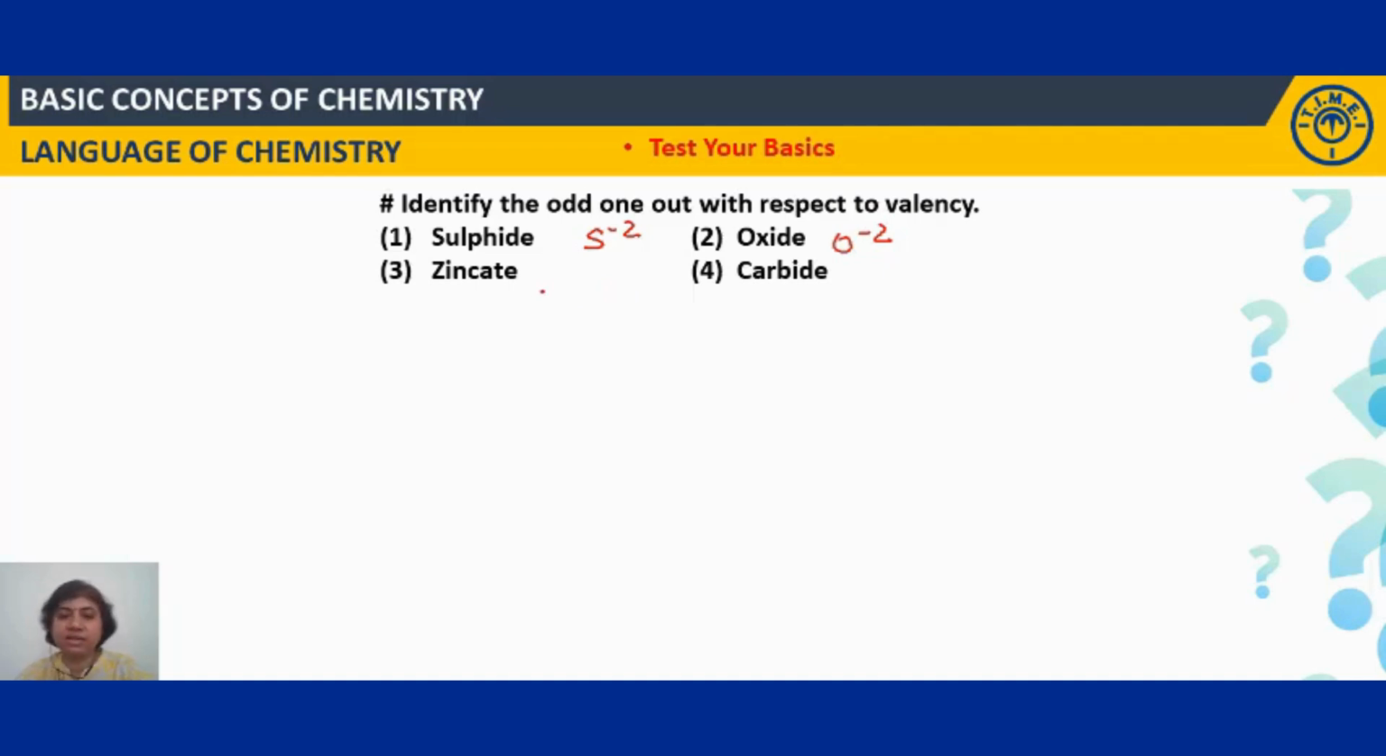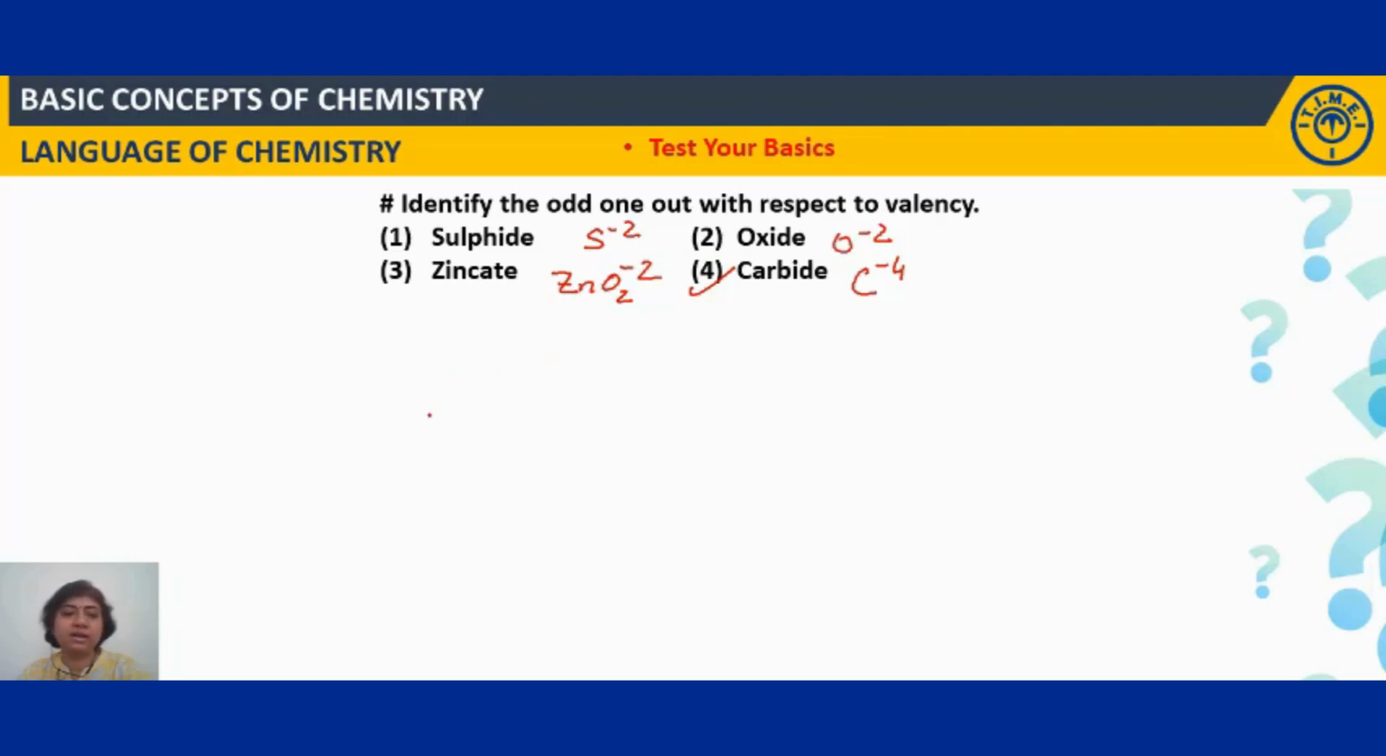You have studied in the basics, so I am expecting you to write the answer. Zincate is ZnO2. What is the valency? Minus 2. Carbide C minus 4. So which one is the odd one out? Definitely this one. Let's look at the option.